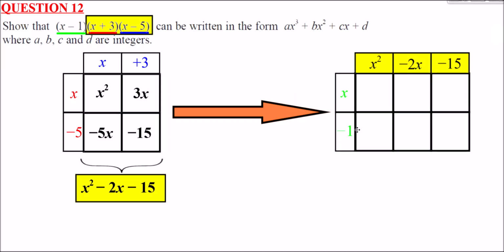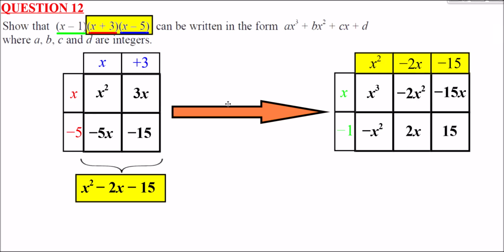So again, in the same way, let's expand these out. So x squared times x is x cubed. x times minus 2x is minus 2x squared. This is minus 15x. x squared multiplied by negative 1 is negative x squared. Minus 2x times minus 1, minus times minus gives a positive 2x. And minus 1 times minus 15, again, will give a positive 15.